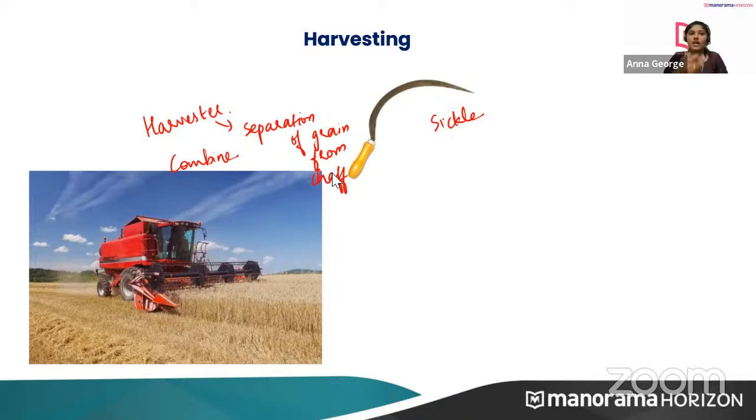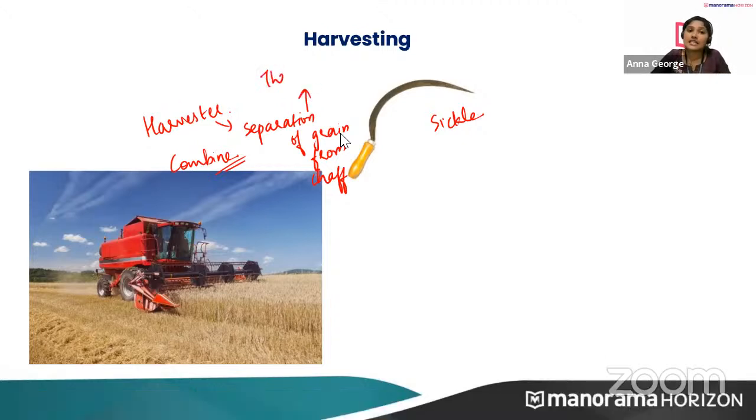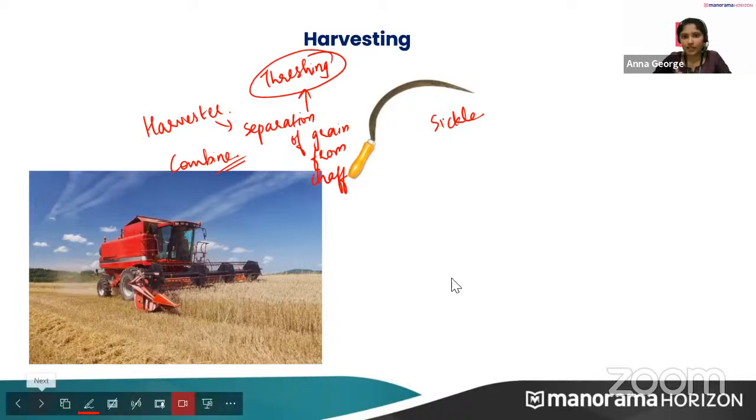An example of a harvester is the combine. The words combine and harvester are used alternatively, so it is a little bit confusing. The process of separation of grain from the chaff is called threshing, and it is done by using a combine. Is it clear, everyone? Can I go? Yes. Okay.